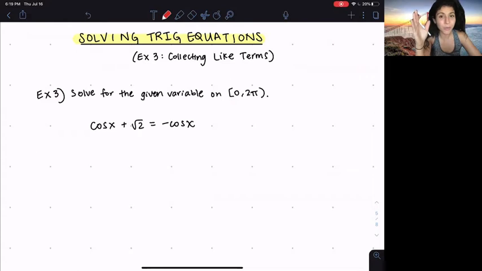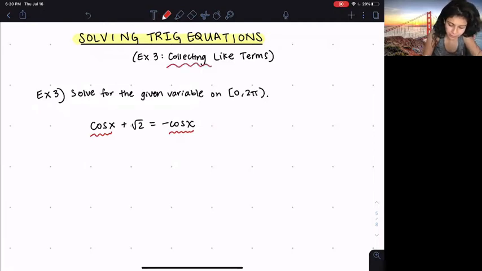Can you see why this is different from any problem we've done so far? Have a look. We have more than one trig function. We've never had more than one trig function before. So the method we'll use for these problems is collecting like terms. So let's make a note over on the side of this problem.